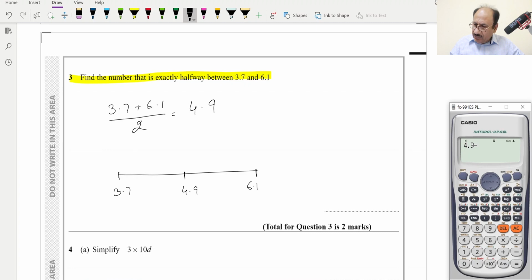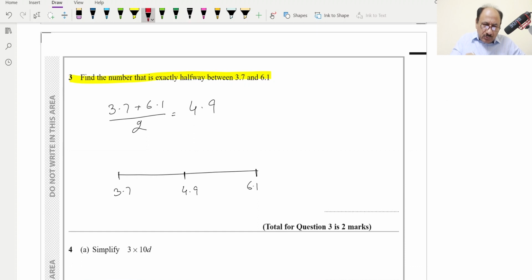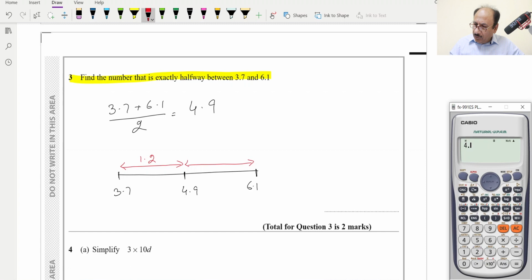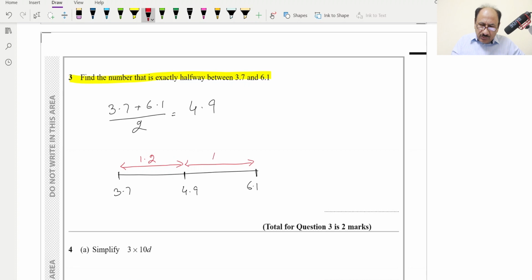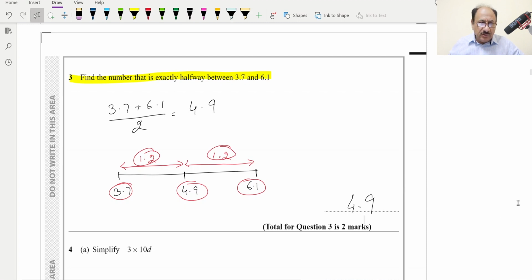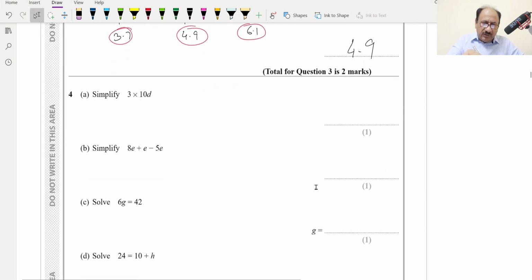4.9 minus 3.7 is equal to 1.2, so this difference is 1.2, and we will check this difference as well. So we will add 4.9 plus 1.2 is equal to 6.1, so this is also 1.2. So we can see that 4.9 has the same difference from these two numbers, so our answer is correct, 4.9. This is how we can check answers as well wherever possible.